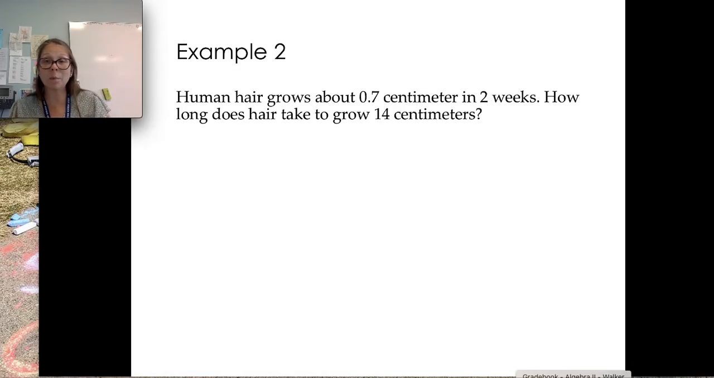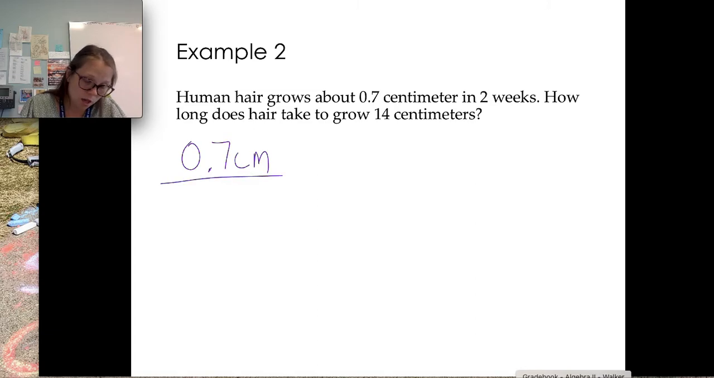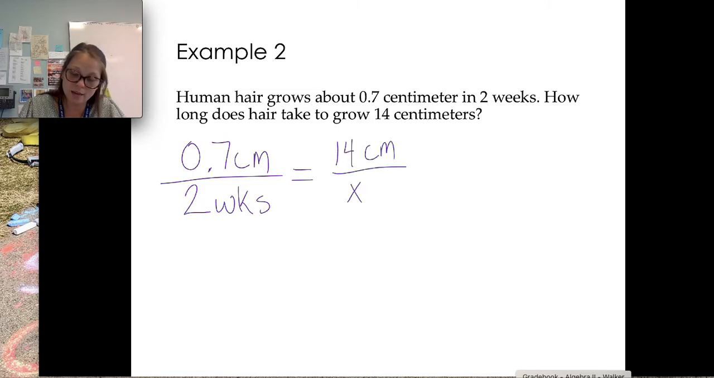All right, keeping this concept of cross multiplication in mind, we're going to set up a proportion that we're going to have to solve, and I'm going to show you how we can apply that cross multiplication to solve it. So human hair grows about 0.7 centimeters in 2 weeks. How long does the hair take to grow 14 centimeters? So setting up our proportion, we have 0.7 centimeters in 2 weeks equal to a length of 14 centimeters in some unknown amount of weeks. So we're wanting to solve for x.